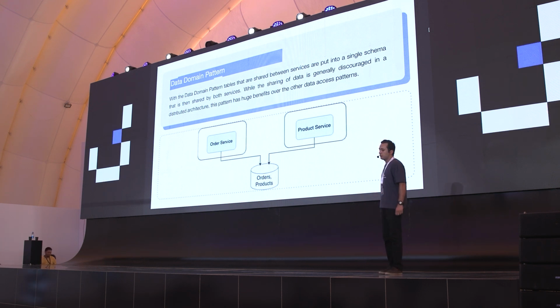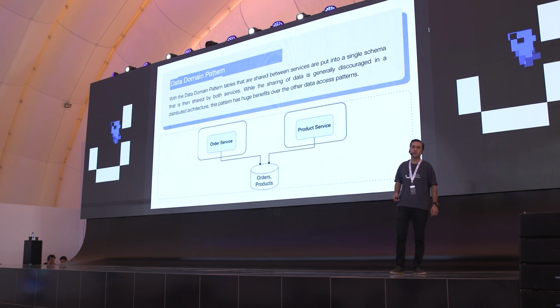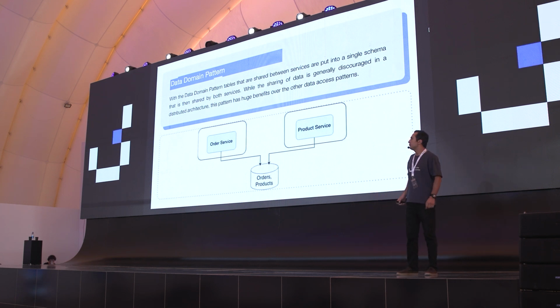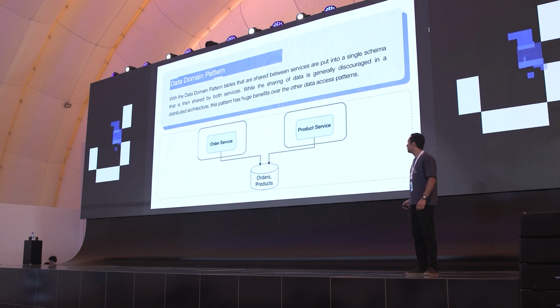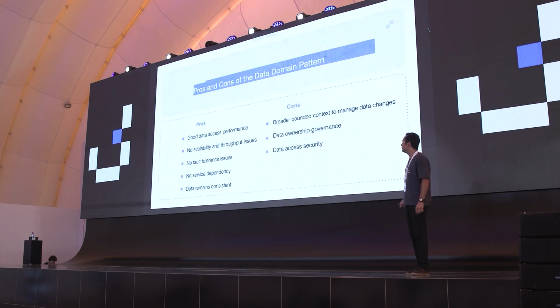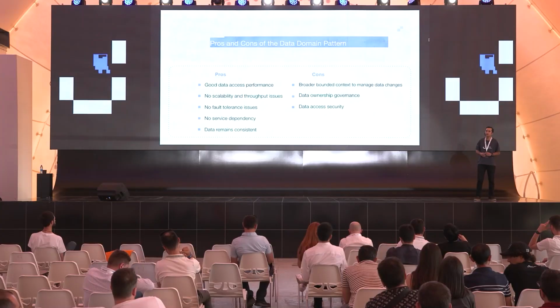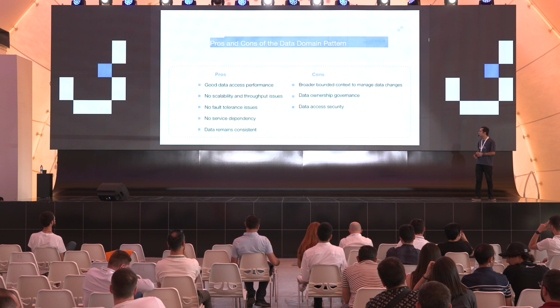While sharing databases is discouraged in the microservices area, this pattern really works and has a lot of benefits. For example, it has good data access performance, no scalability and throughput issues, no fault issues, no service dependencies, and data remains consistent. The only issues are that the broader context is owning the data, and there are more security points and data ownership governance.